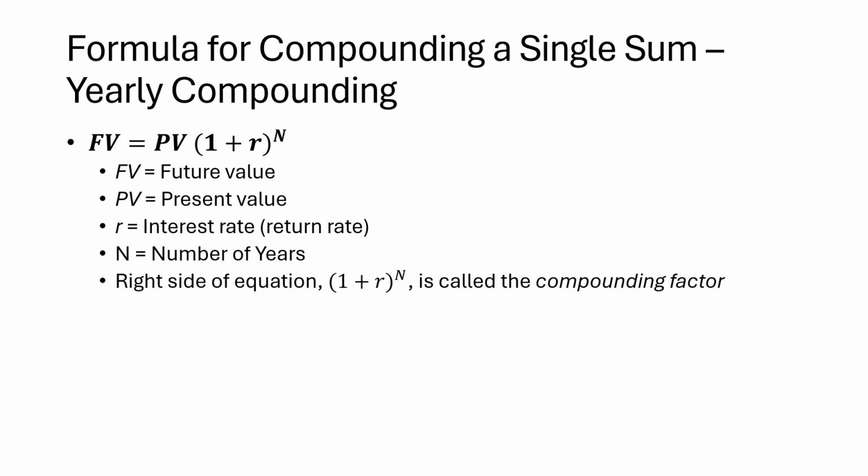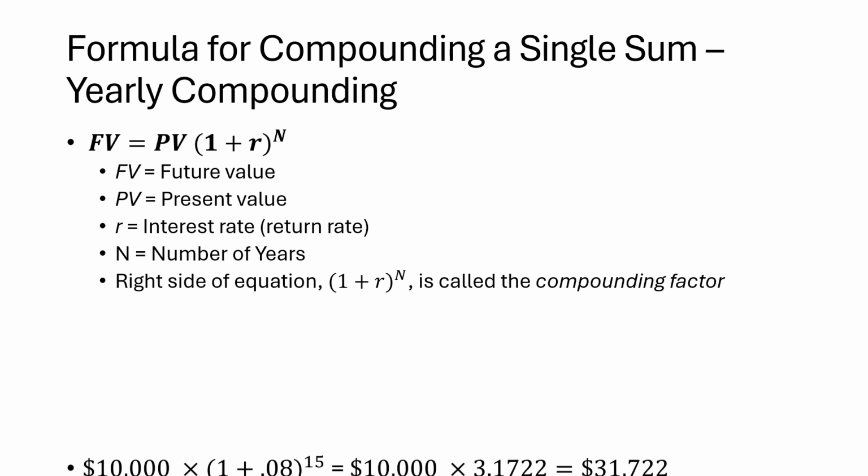And this far right side of the equation here is called the compounding factor. So the 1 plus R to the N is the compounding factor. And we're going to do that first when we jump into the math here.